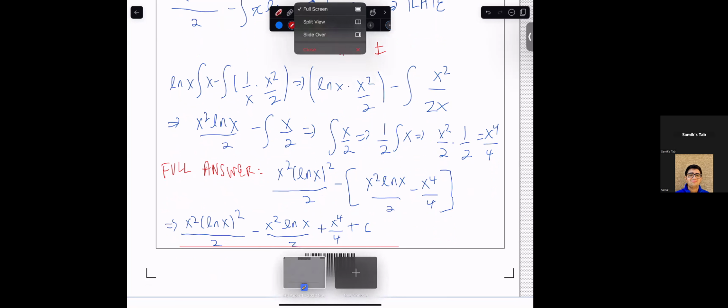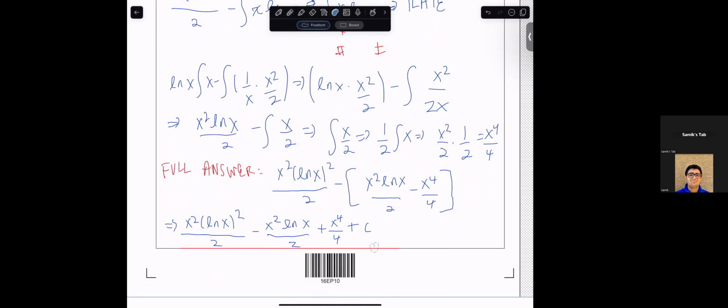Let me make this 2 a little bit down like that. Perfect. So x squared into ln x whole square upon 2 minus x squared ln x upon 2 plus x to the power 4 upon 4. And yeah, everything is right. Let me just double check my work. Oh, okay. One small mistake. I wrote 4 instead of 2.